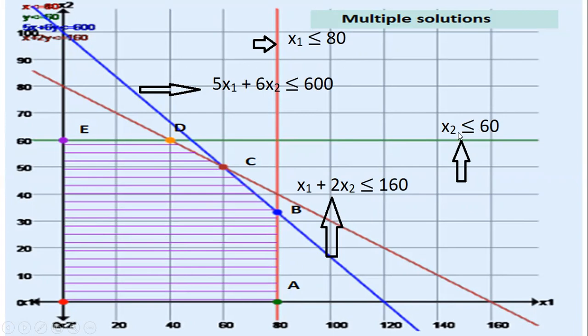The next equation is x2 lesser than or equal to 60. So the coordinates are 60 comma 0. This is the point. This line is parallel to your x-axis, this green color line. Extend this line parallel to your x1 or the x-axis. The next equation is 5x1 plus 6x2 lesser than or equal to 600.